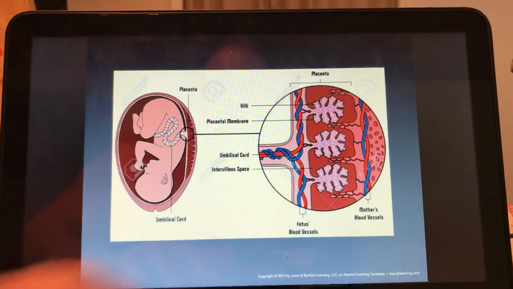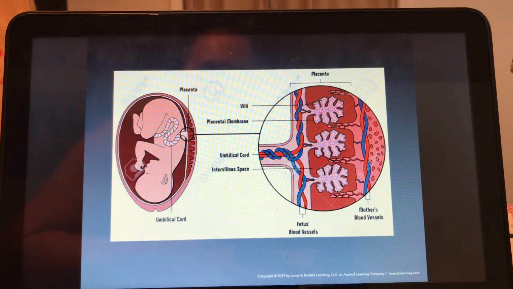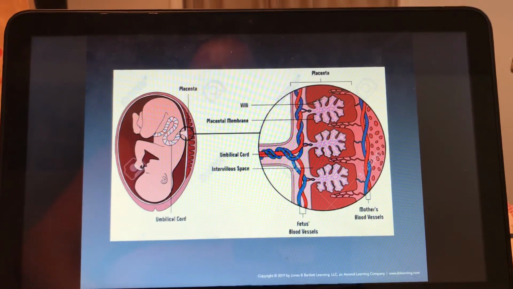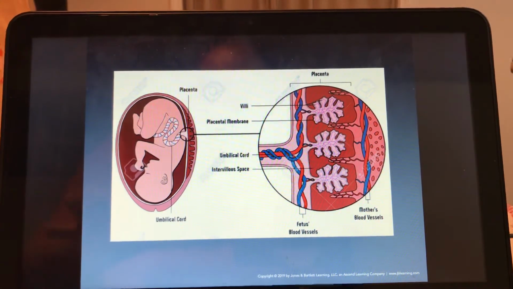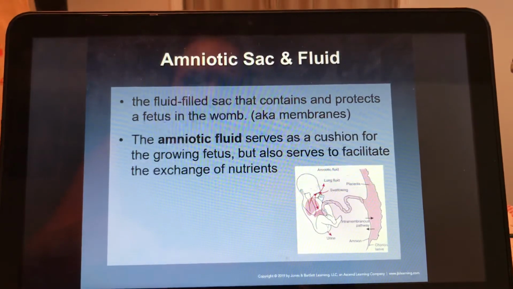Another thing about this is that it also acts as somewhat of a filter. But like I said, a lot of the oxygen and a lot of nutrients come through the placenta to the actual fetus itself. So that's why the placenta is very important. It needs, and this is key too, to stay attached to the uterine wall. If it starts tearing and shearing away from the uterine wall, that's when you're going to start having issues and problems.